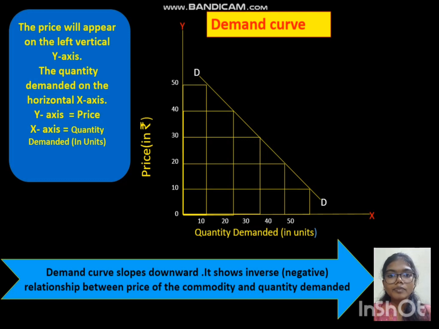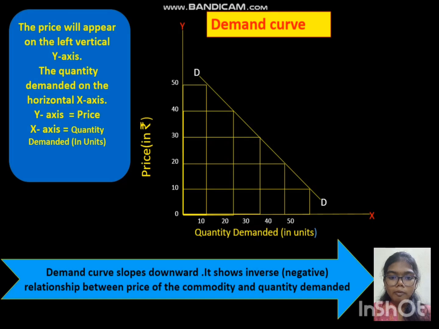In the graph, the x-axis denotes quantity demanded and the y-axis denotes the price of the commodity. And because of the inverse relationship between price and quantity demanded, the demand curve always slopes downwards towards the right.